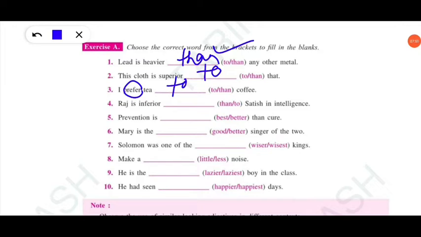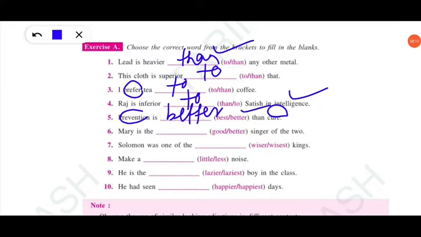The next: Raj is inferior to Satish in intelligence. Similarly, you have to use to. The next: prevention is better than cure. As you know, comparison is made between prevention and cure, so you have to use the comparative degree, good, better, best. So here, better.